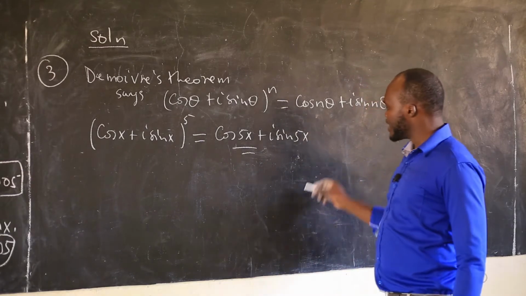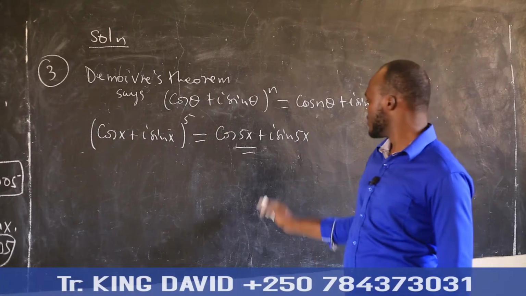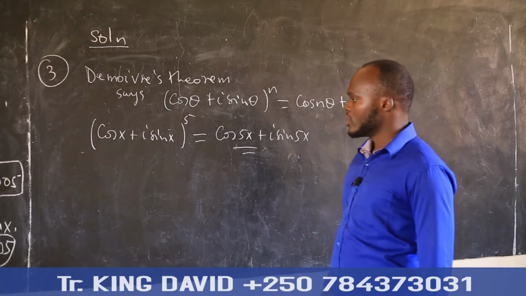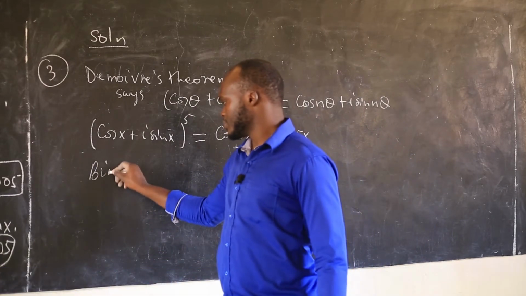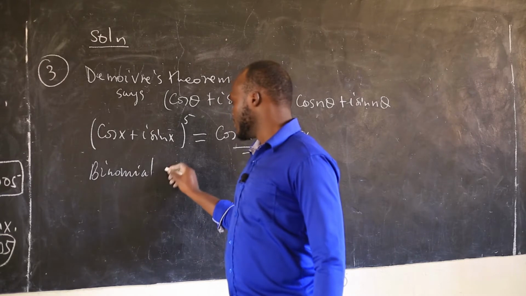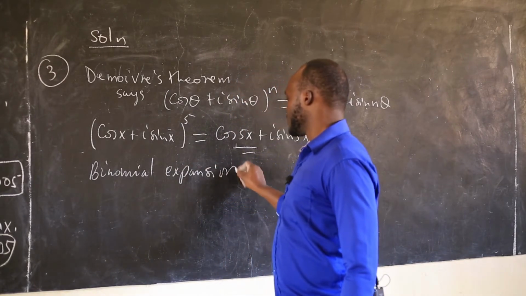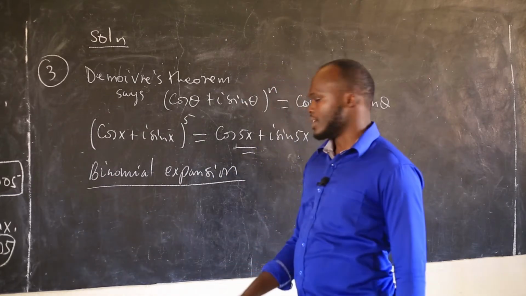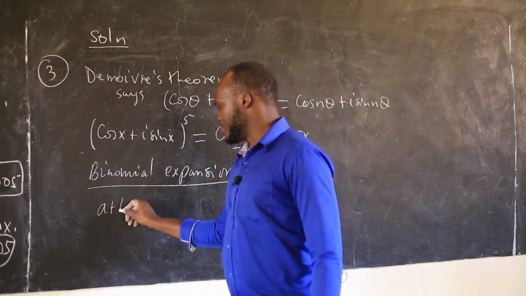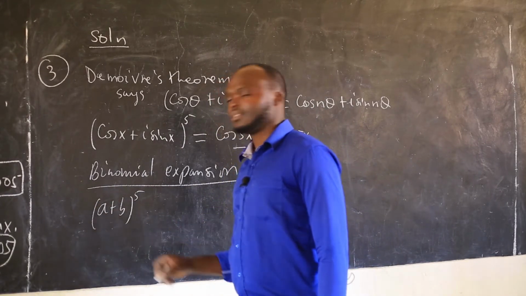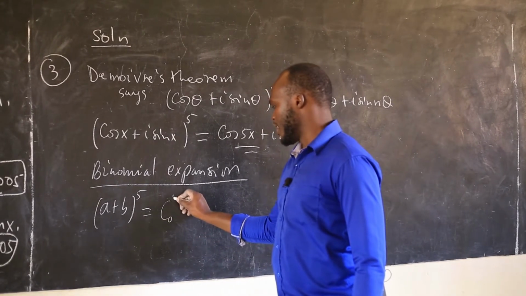But remember, we need to express sin 5x as a polynomial in terms of sin x only. What do we do? We use binomial expansion. So you know when you have (a plus b) to the power 5, this is a combination sum from 0 to 5.